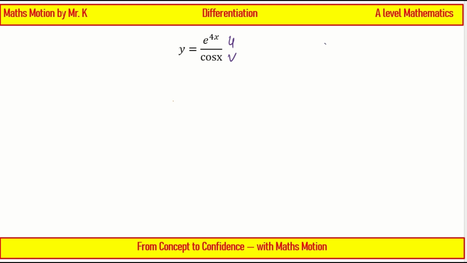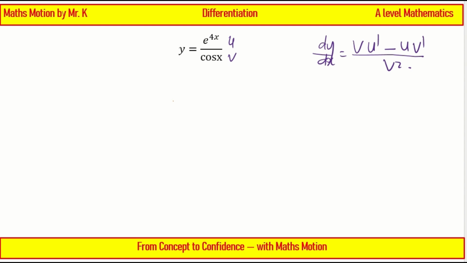So the quotient rule says that dy over dx equals, you fix v, you differentiate u. And then minus, you fix u, differentiate v, divide by v squared. That's the quotient rule. So first of all, let's figure out. Normally I will suggest students to write that separately.